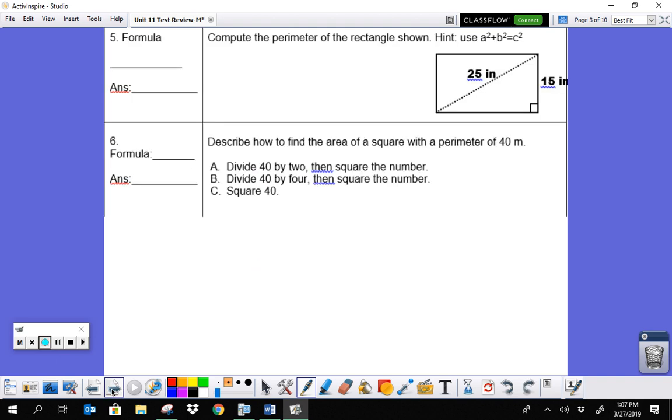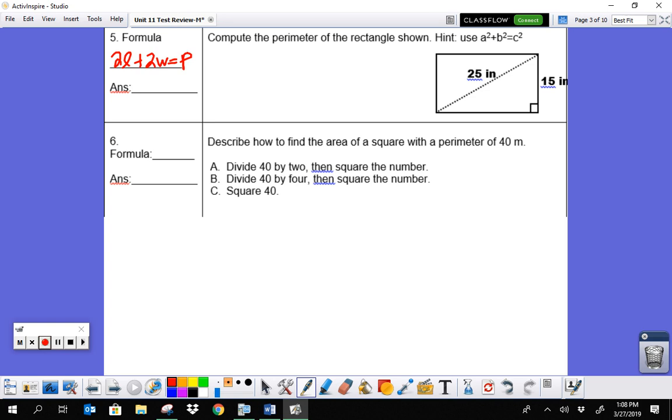Alright, number 5. Compute the perimeter of the rectangle shown. Hint, you're going to have to use Pythagorean theorem here so that you can find the side. So first of all, for perimeter, I'm going to go ahead and write the formula for that. And we should all know that the formula is just add up all your sides. It doesn't actually have the perimeter formula on the formula chart. That's just something you're going to need to know. But the formula for that is 2L plus 2W equals perimeter. You're adding your lengths and you're adding your widths.